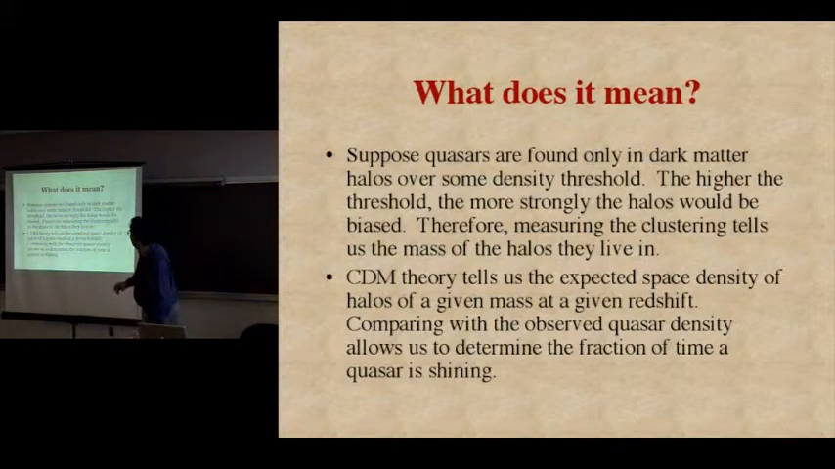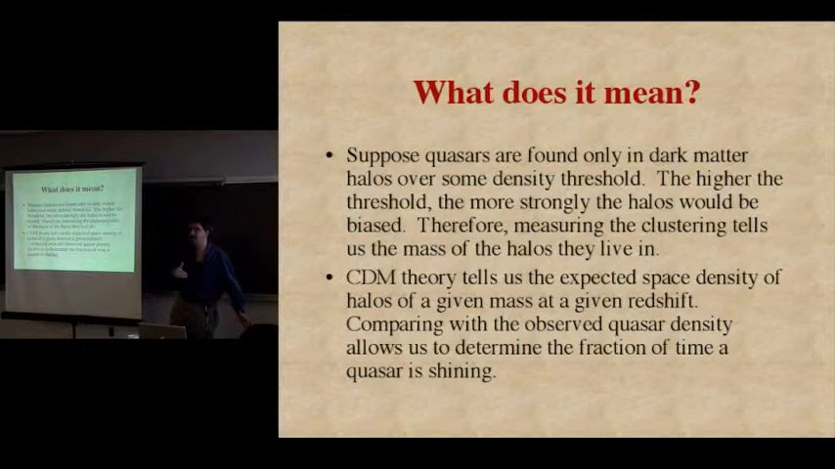OK, so let's see if we can understand that a little bit more. Suppose it's true that quasars are found only in dark matter halos above some threshold. It was sometimes called threshold bias in the jargon. The higher the threshold, the rarer those halos become, and the more strongly they become biased. And therefore, measuring the clustering in the context of this model, where quasars live only above some threshold, tells us what that minimum threshold mass might actually be. Okay, so that's one thing we can do. Moreover, again, the higher one goes up in that threshold, the rarer the halos become, but we have the observed number density of the quasars.